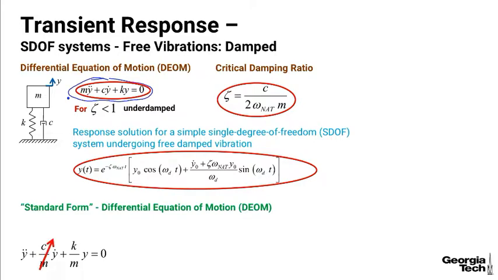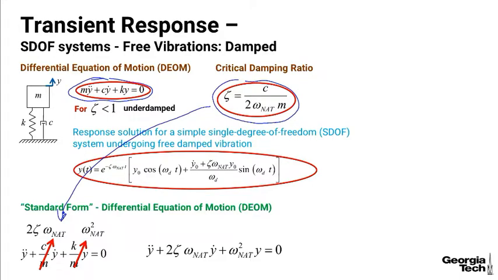And by doing that, I can now use the critical damping ratio expression to come up with what c over m is, which is 2 zeta, the critical damping ratio, times the natural frequency, and k over m is the natural frequency squared. So in that form of my differential equation, if I have actual numbers, I'll be able to easily determine what the natural frequency is and what the damping factor, or the damping ratio, zeta, is.